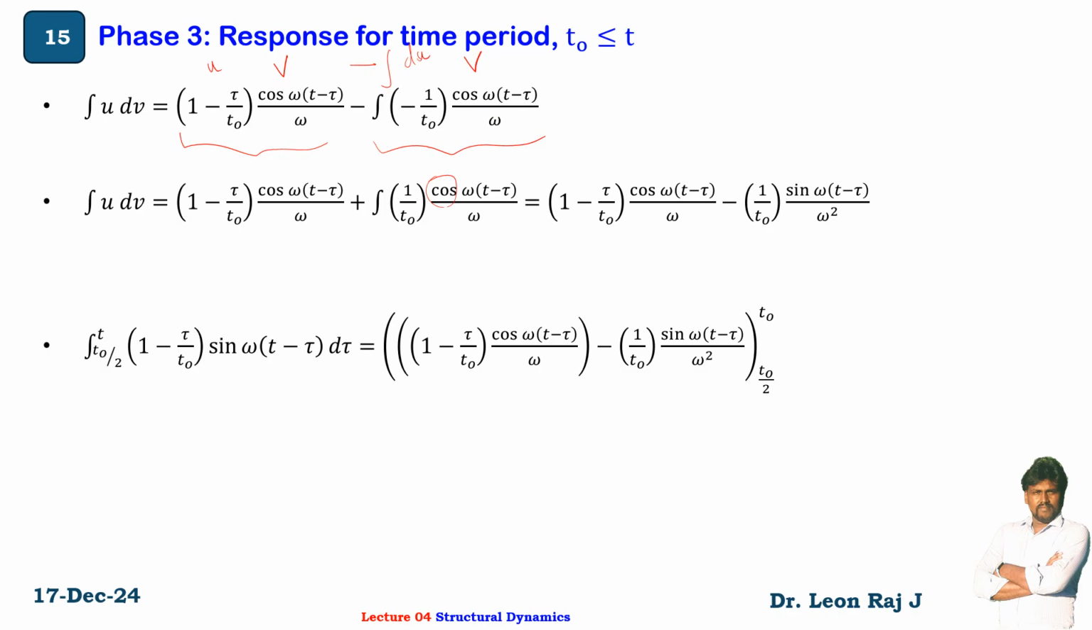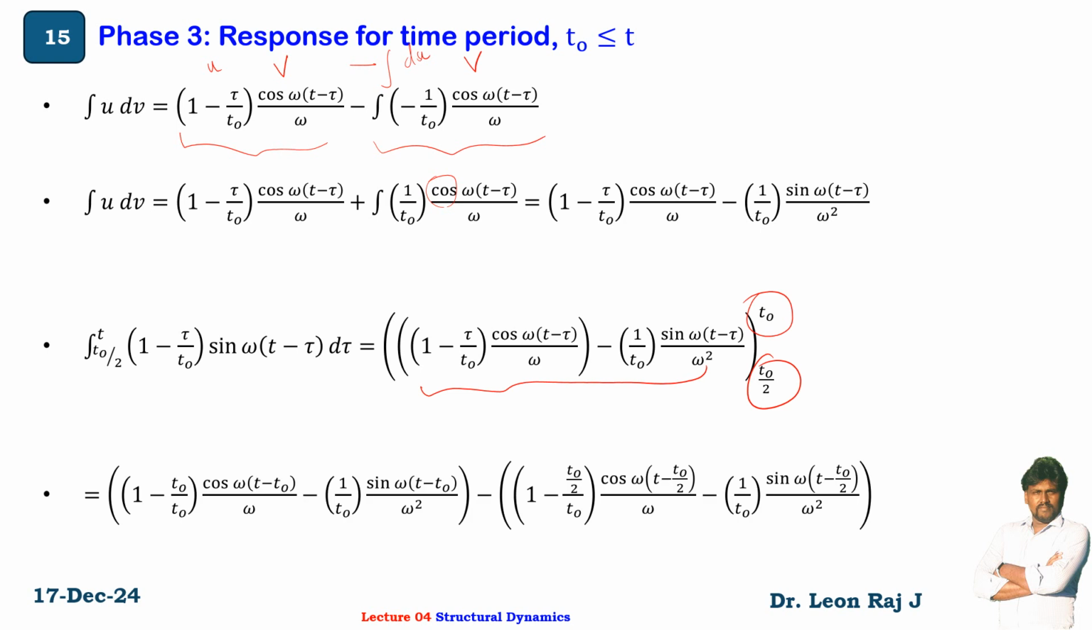Now we are applying the limits on integral 2. This whole term is integral 2. We apply the limits t0 and t0 by 2, so you will get four terms. 1 minus t0 by t0 cos omega (t minus t0) divided by omega minus 1 by t0 sin omega (t minus t0). The next term is 1 minus t0 by 2 divided by t0 cos omega (t minus t0 by 2) divided by omega minus 1 by t0 sin omega (t minus t0 by 2) divided by omega square.